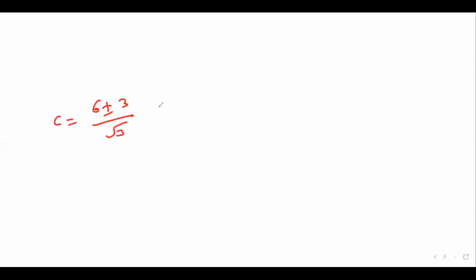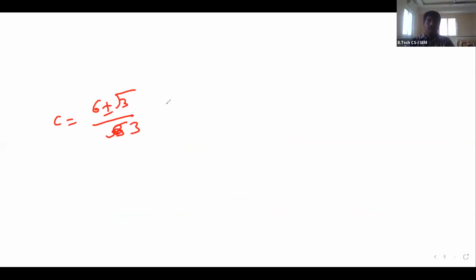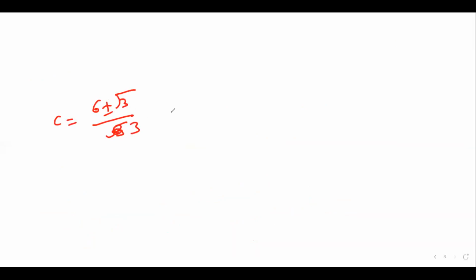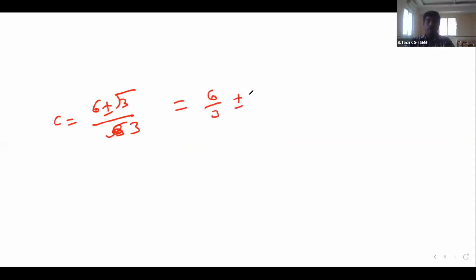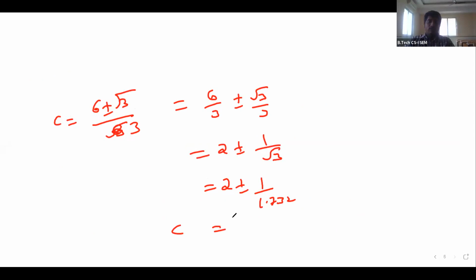How many of you got 6 plus or minus 3 by root 3? Please raise your hands. Plus or minus root 3 by 3, sir. Sorry, root 3 by 3. Now see, 6 by 3 plus or minus root 3 by 3 means 2 plus or minus 1 by root 3, which is 2 plus or minus 1 by 1.73. Tell me what are the values. Tell me fast. Use your calculator and tell me the values.